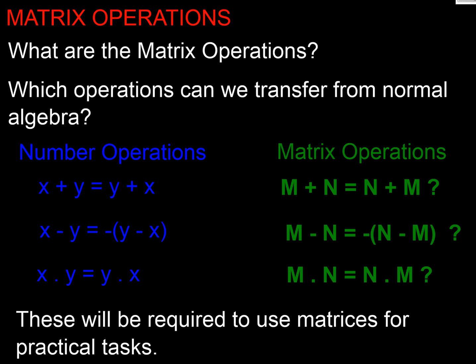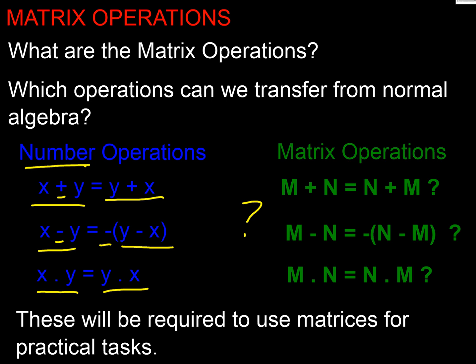A video on matrix operations. We know what our number operations are and how they work, don't we? So we've got addition, so x plus y equals y plus x, that's commutative. We've got subtraction, x minus y, and we know that is minus y minus x because it's not commutative, and we know that x times y equals y times x in ordinary numbers, because that is commutative. So question mark, do these exist in matrix operations and do they work?